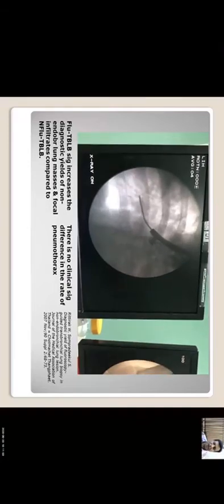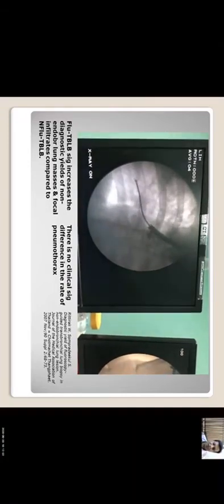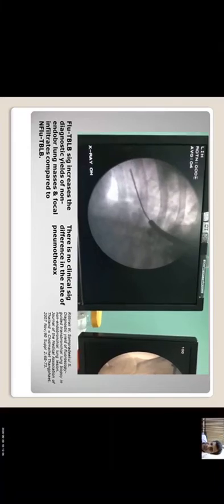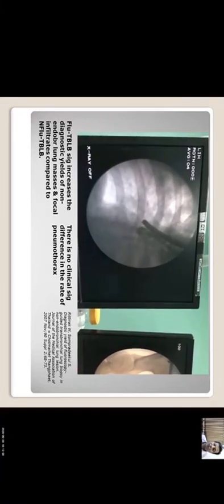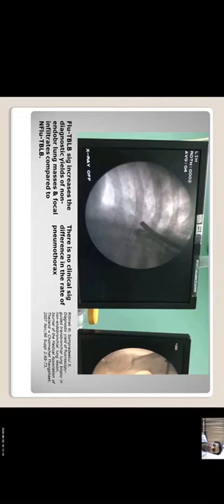So we did fluoroscopy guided TBLB. Again, a few words on TBLB. Fluoroscopic TBLB significantly increases the diagnostic yield of non-endobronchial lung masses and focal infiltrates compared to non-fluoroscopic TBLB. But there is no clinically significant difference in the rate of pneumothorax. So whether you do fluoro TBLB or non-fluoro TBLB, the rate of occurrence of pneumothorax is almost equal. The only advantage with fluoro TBLB is that if pneumothorax happens on the table, you'll be able to diagnose it at that moment with the help of fluoroscopy. And maybe if required, you can put an ICD.